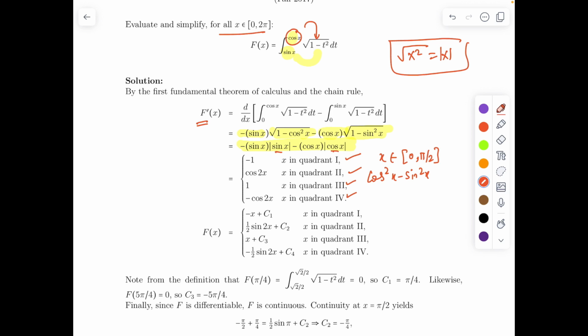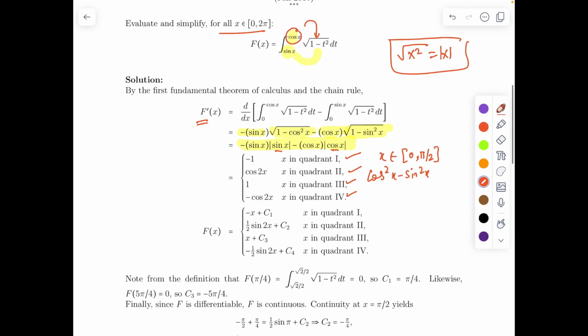So f dash x has 4 possibilities, and all are different. Hence f of x, if I integrate minus 1, we'll get minus x plus constant in the first quadrant, half sin 2x plus c2 in the second, x plus c3 in the third, and minus half sin 2x plus c4 in the fourth.